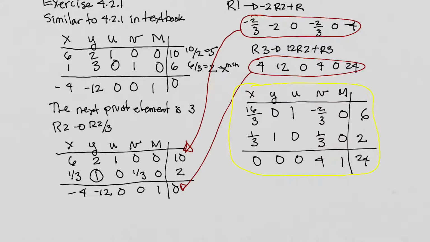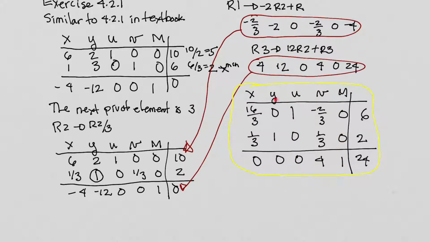But this tableau turns out to be the final tableau because when you look at that last row here, there's no more negative numbers. So now we can read off the particular solution. So I'm going to call this variable here y an active variable, and this variable here u an active variable, and this variable m an active variable.